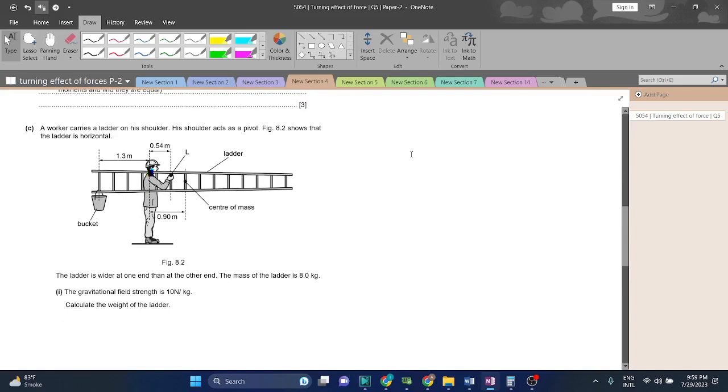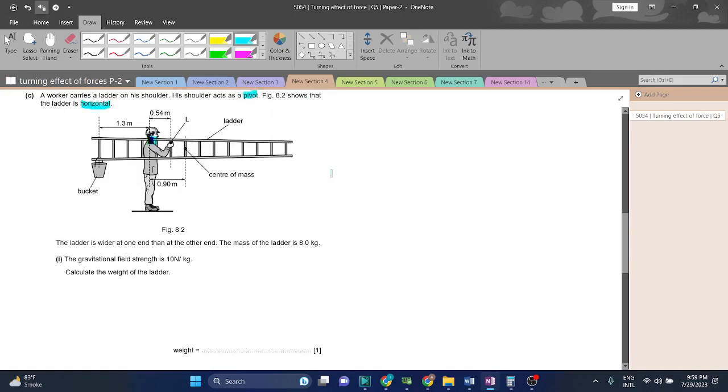A worker carries a ladder on his shoulder. His shoulder acts as a pivot. This is the pivot. Figure 8.2 shows the ladder is horizontal. The ladder is wider at one end than at the other end.